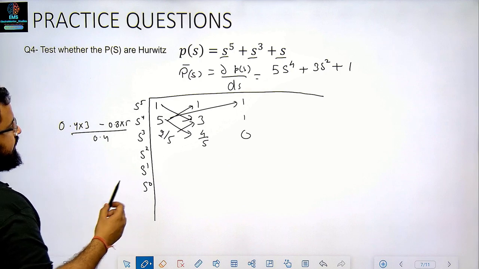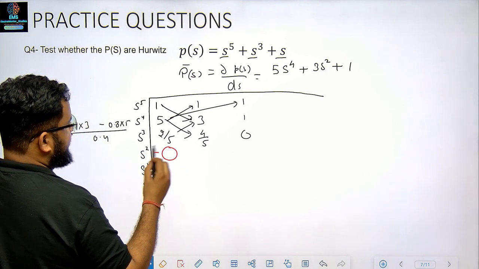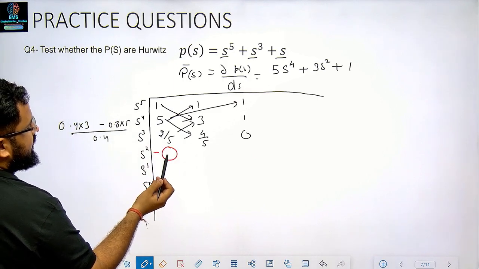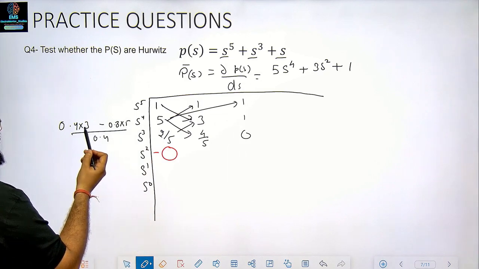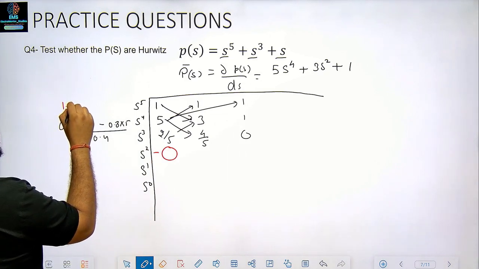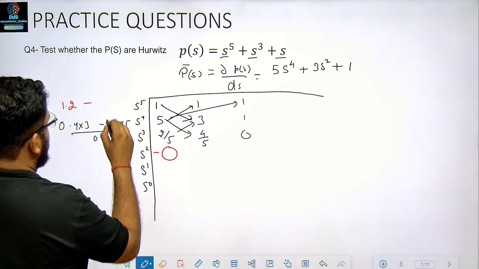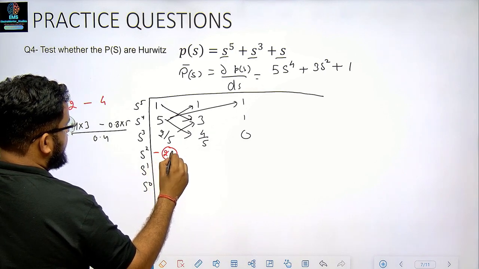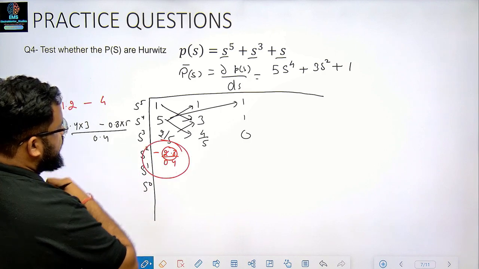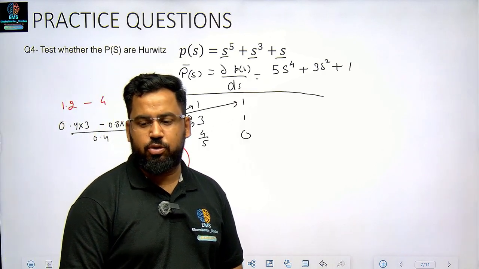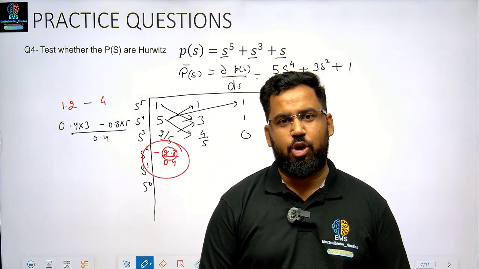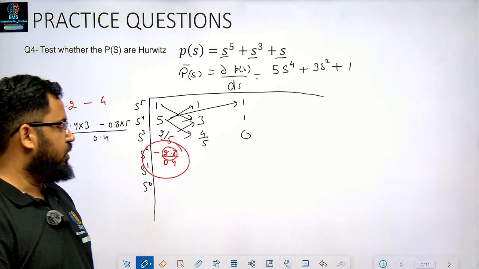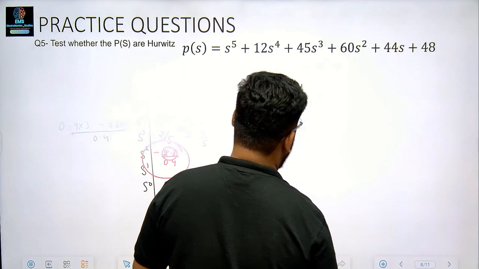So if you see it carefully, this factor is going to be negative because 0.8 into 5 is going to be bigger than 0.4 into 3. So if you still want to know, let us say 0.4 into 3 is 1.2, minus 0.8 into 5 is 4. 4 minus 1.2 is going to be 2.8 divided by 0.4. So as soon as this becomes negative, this is not going to be a Hurwitz polynomial. So for a Hurwitz polynomial, this term is not going to be negative. Okay. So moving on to the next question.